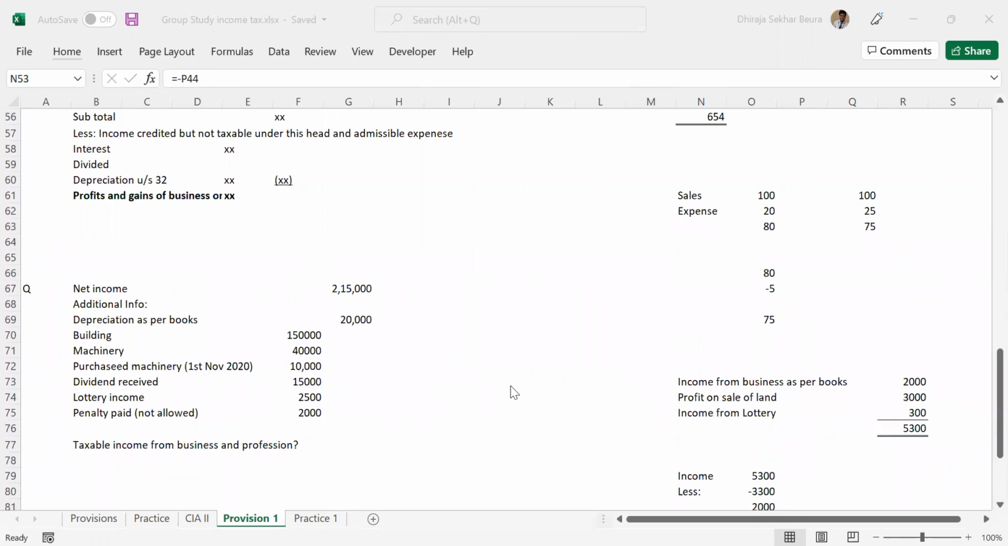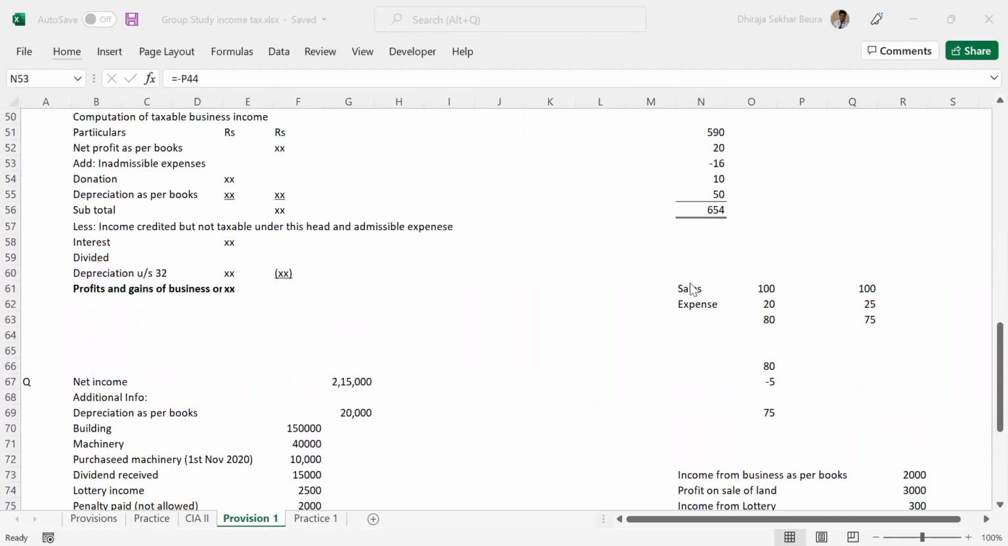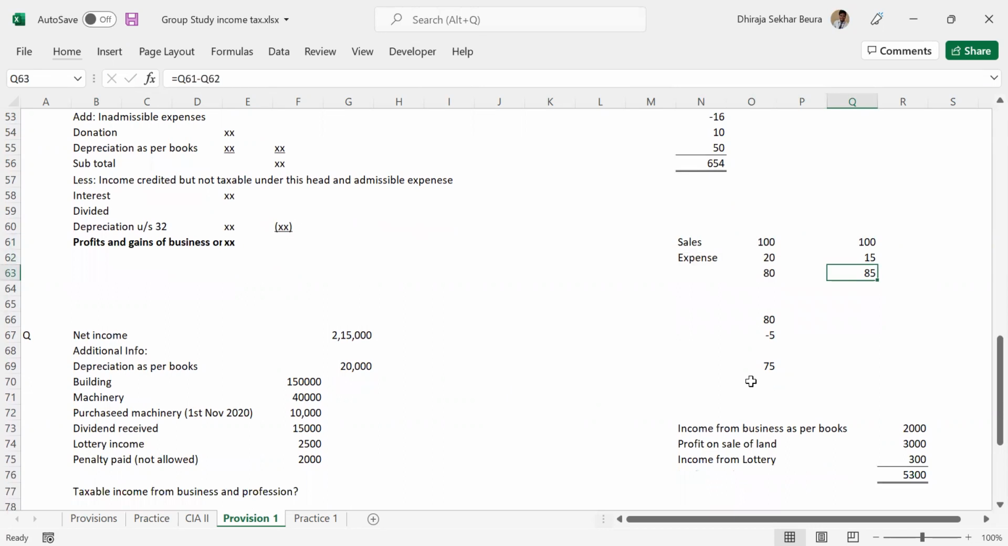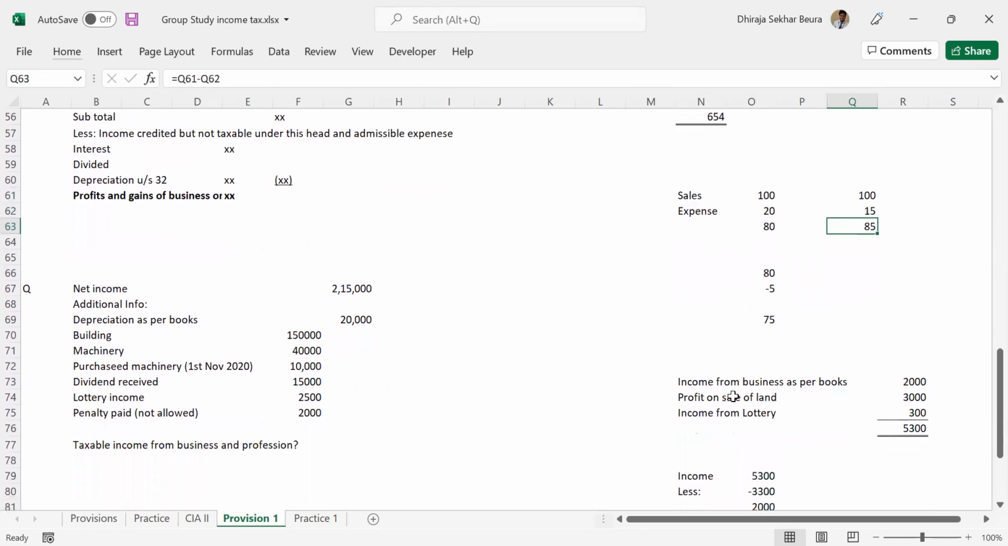Sorry, Dheeraj, why is the penalty added? It should be subtracted, right? It's something we paid, an expense. Look at this example here. When the expense was 20 and it became 15 in the earlier example, income is increasing or decreasing? Increasing, right. When something is not allowed, income will increase. So you will add back. Okay.